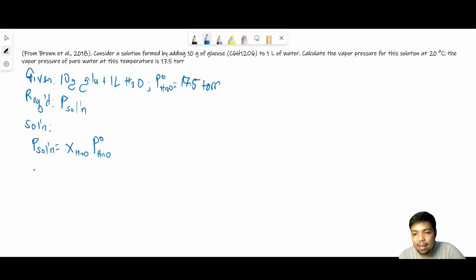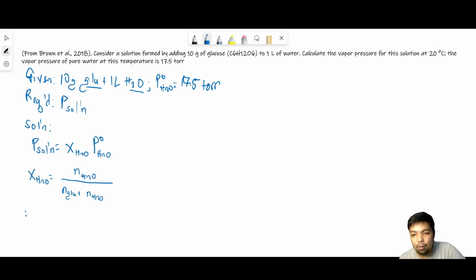Then we know that the mole fraction of water is equal to the number of moles of water in the solution over the total number of moles. Since the components in your solution are glucose and water, it will just be the number of moles of your glucose plus the number of moles of your water. So we know what we should solve first. We should solve first the number of moles of each component.